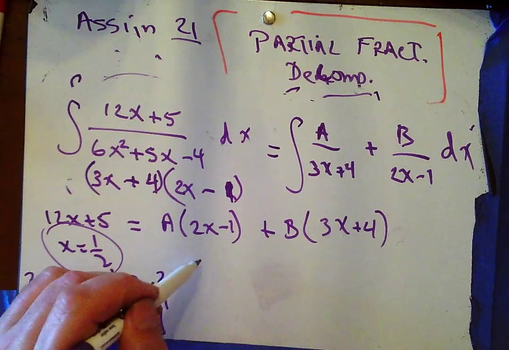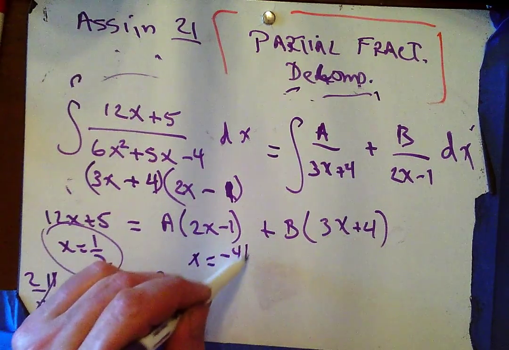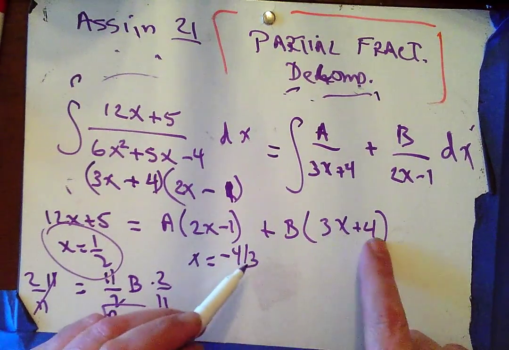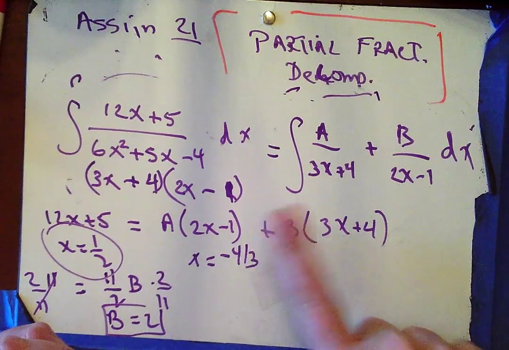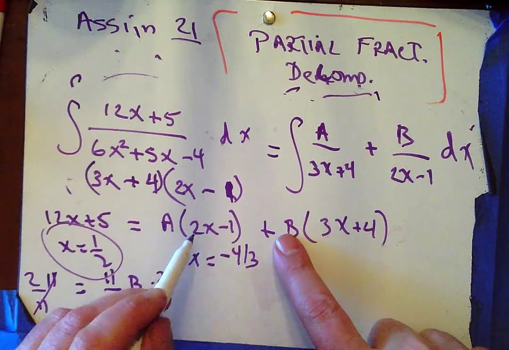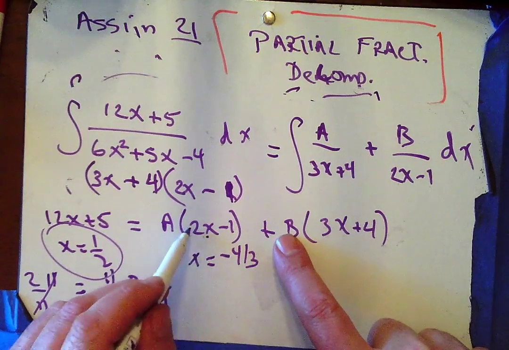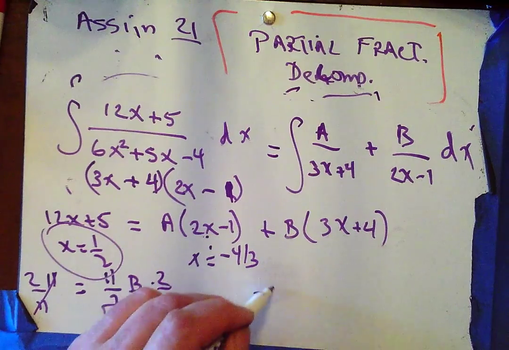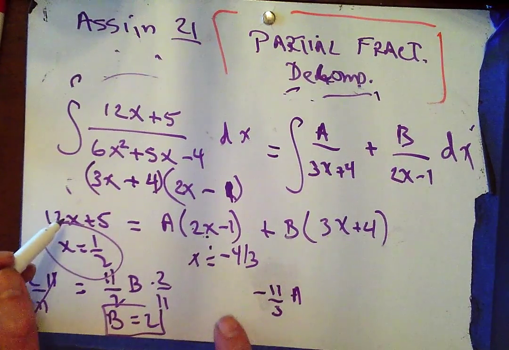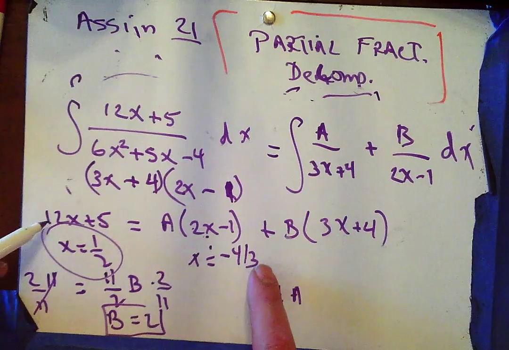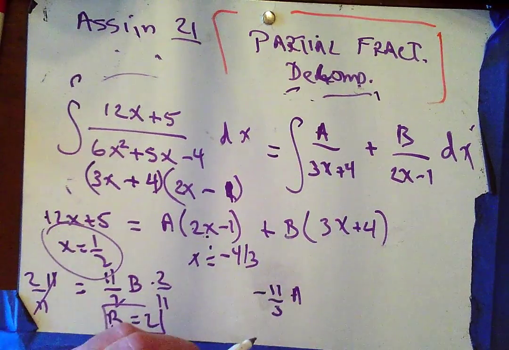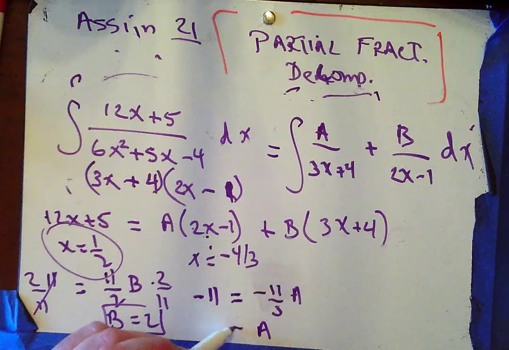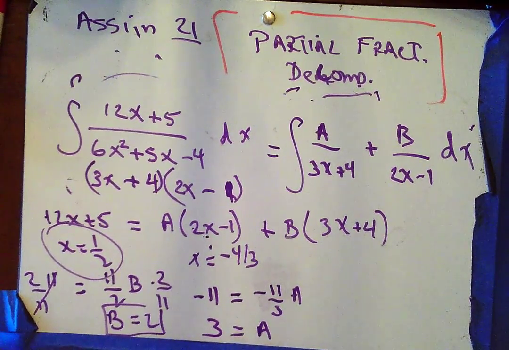Well, let's use this magic number. x equals negative 4/3. So I plug negative 4/3 in here. The 3's cancel. I have minus 4 plus 4 is 0, and 0 times B makes that disappear. If I plug my negative 4/3 in here, I'm going to have negative 8/3 minus 3/3 is negative 11/3. And over here, when I plug in negative 4/3, the 3's cancel. I have negative 16 plus 5, which is negative 11. And I believe I end up with A equals 3.